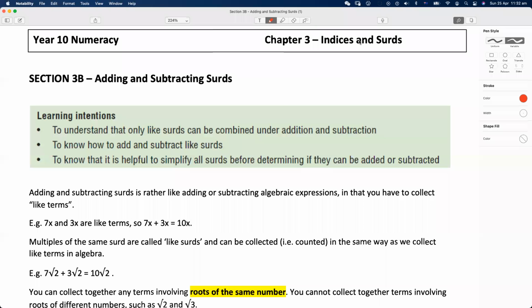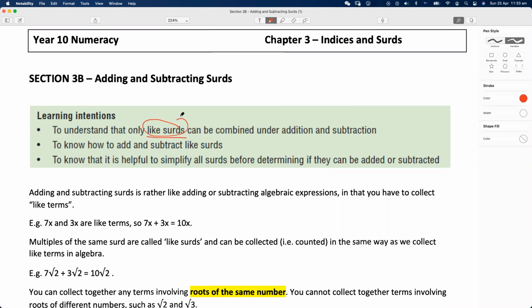Hi class, today we'll be looking at section 3B, adding and subtracting surds. First of all, let's have a look at your learning intentions. First, to understand that only like surds can be combined under addition and subtraction.